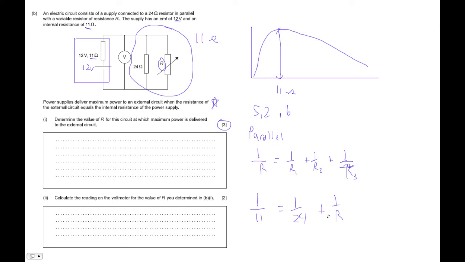So solve that thing for R. I get something between 20 ohms and 21 ohms. It's between 20 and 21. There we go.